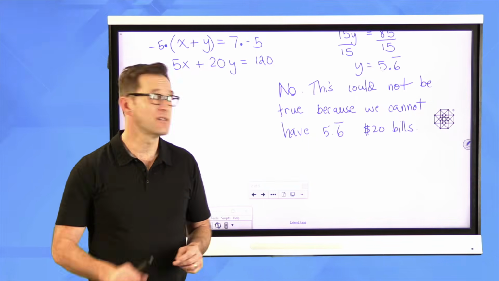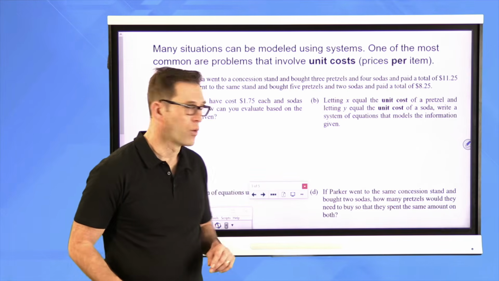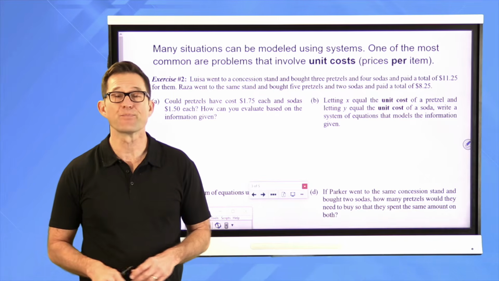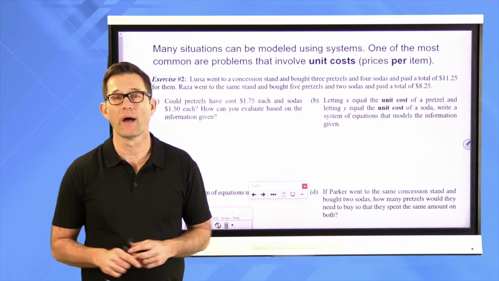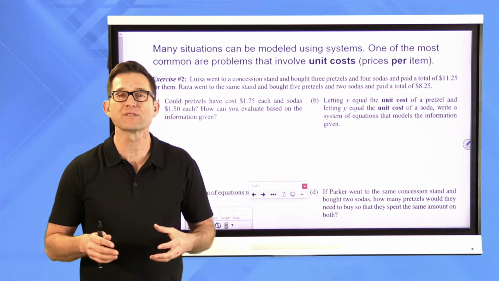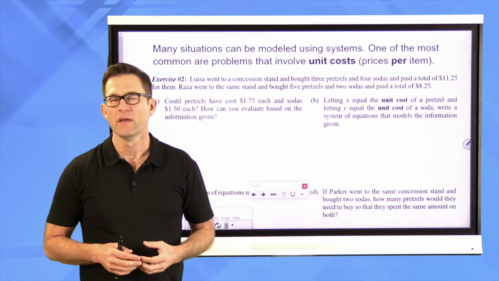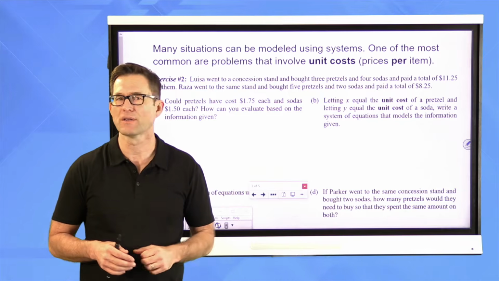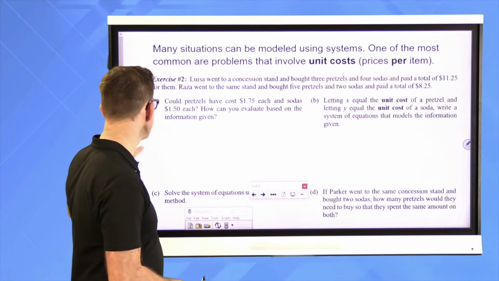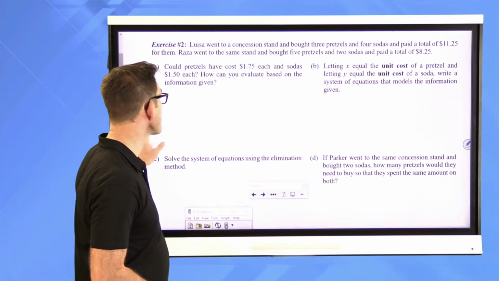All right, let's continue to model. More modeling. Many situations can be modeled using systems. One of the most common that arises are problems that involve what are known as unit costs, or costs per item, right? You know, costs per pound, costs per donut, costs per soda, whatever. So let's take a look at a great example of that.